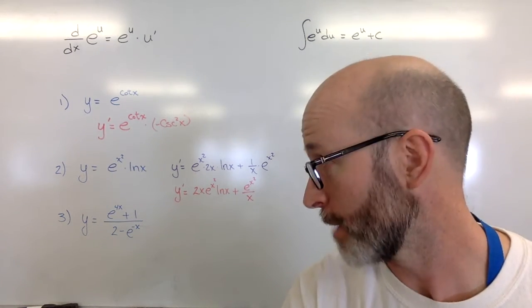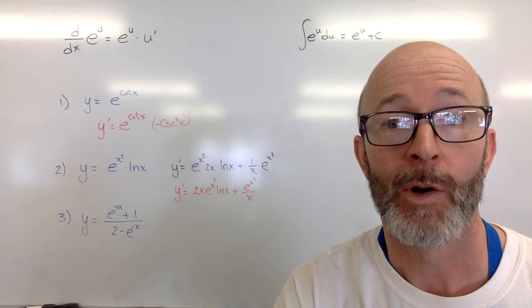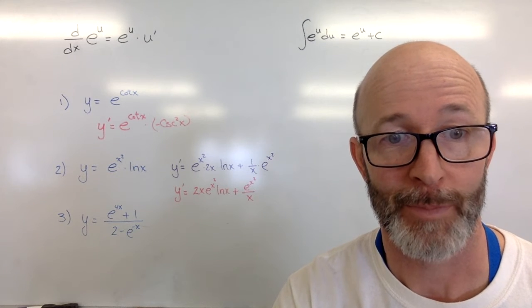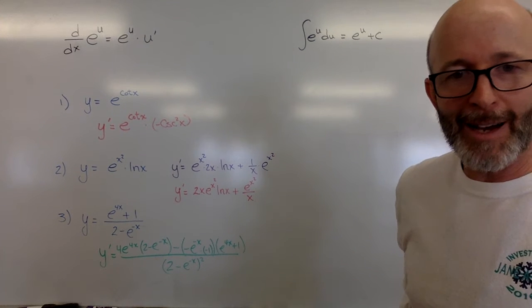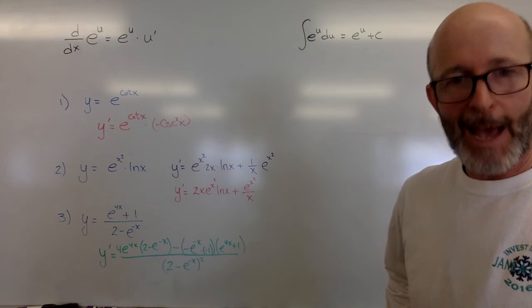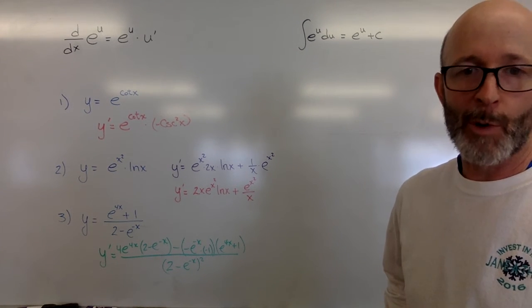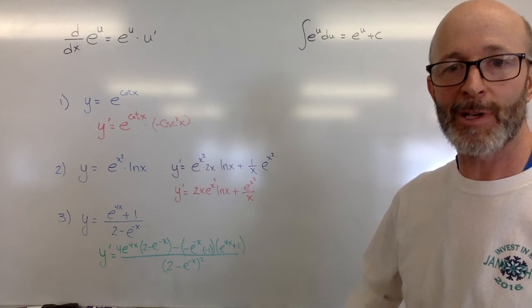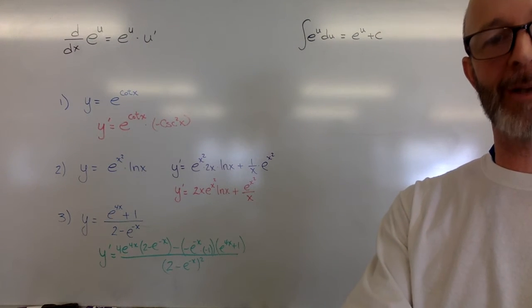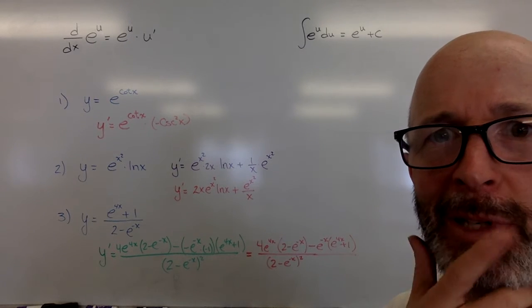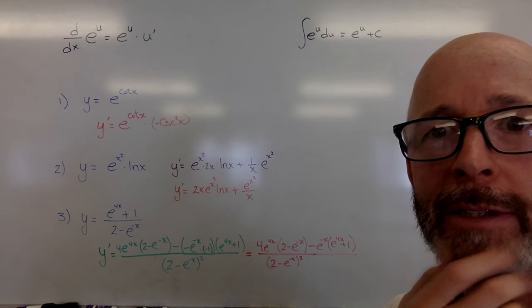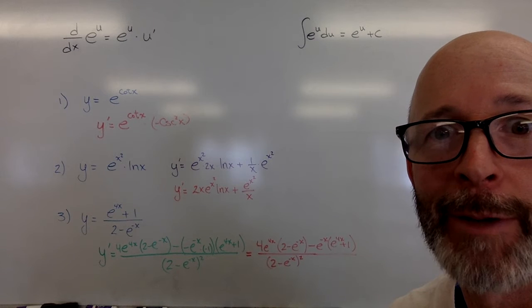As we look at example 3, we're going to have to use the quotient rule. And that's okay. Use the quotient rule. God, that's ugly. That's absolutely terrible. But we use the quotient rule, and by the time you clean it up, it still looks ugly. Yeah, there's really no simplifying this monstrosity. I wish there was. Nothing we can do.